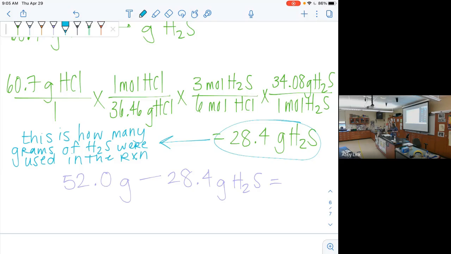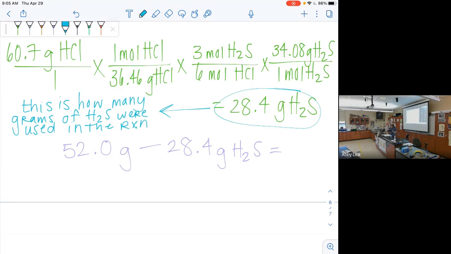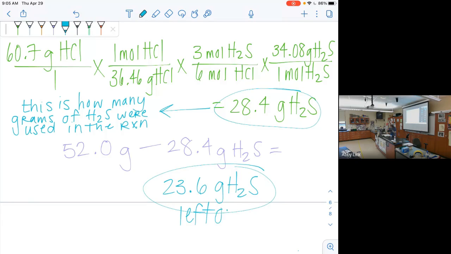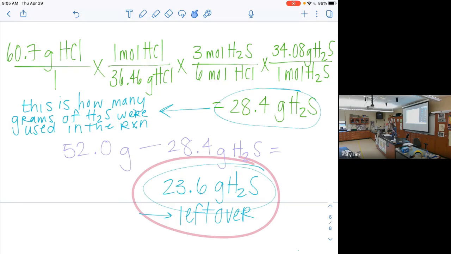All right, 52.0 minus 28.4, we're going to keep our 3 sig figs. So that gets us 23.6 grams of H2S. And what this value really is, is the amount of H2S that is left over. Remember, the question originally asked us, what mass of the excess reactant remains after the reaction?